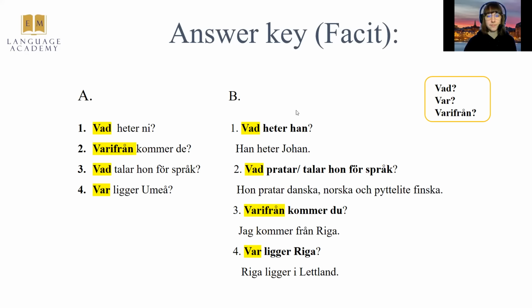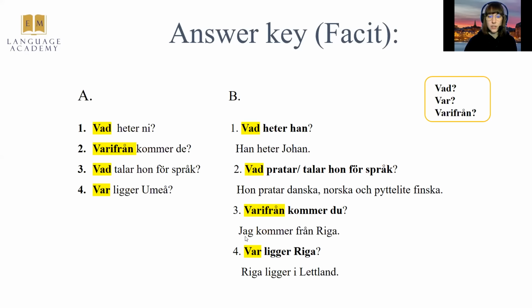Now, exercise B. Han heter Johan. So the question is, vad heter han? He, right? Hon pratar danska, norska och pyttelite finska. She speaks a little bit of Danish, Norwegian, and a tiny bit of Finnish, right? Danska, Danish, norska, Norwegian, and finska, that is Finnish. So the question is, vad pratar och talar hon för språk? What languages does she speak?